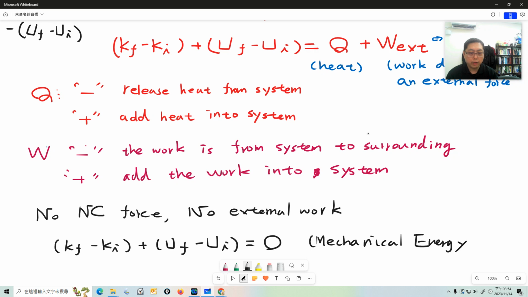It's a more simplified, simple one, because sometimes your system has no heat, no work. Some systems can be treated this way. Mechanical energy conservation.